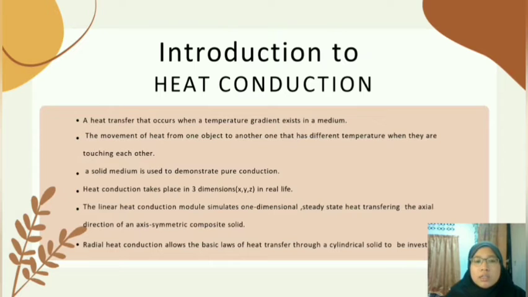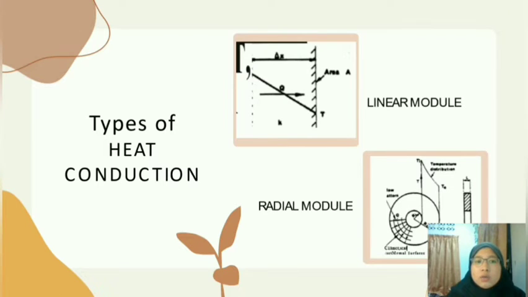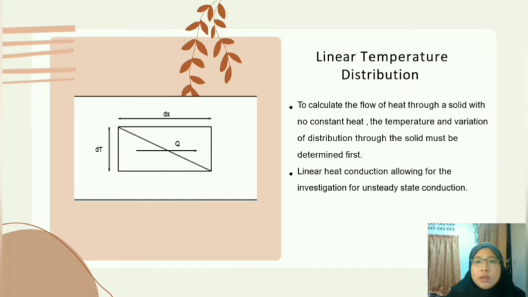The linear heat conduction module simulates one-dimensional steady-state heat transfer in the axial direction of an axisymmetric composite solid. And lastly, radial heat conduction allows the basic laws of heat transfer through a cylindrical solid to be investigated. There are two types of heat conduction. First, we have the linear module, and second, we have the radial module. For the linear module, we will have a linear temperature distribution shown in this figure.